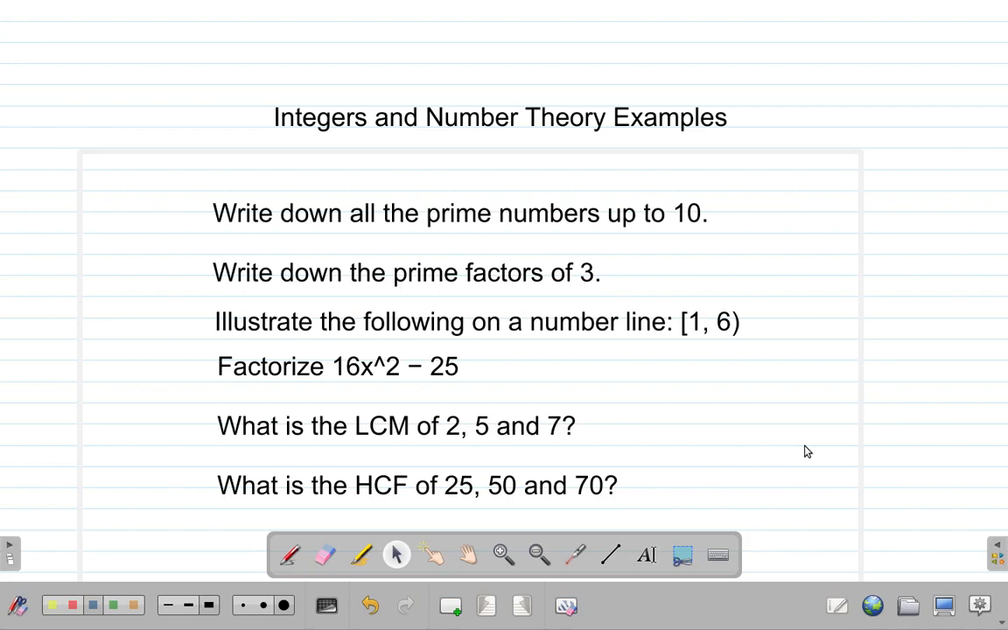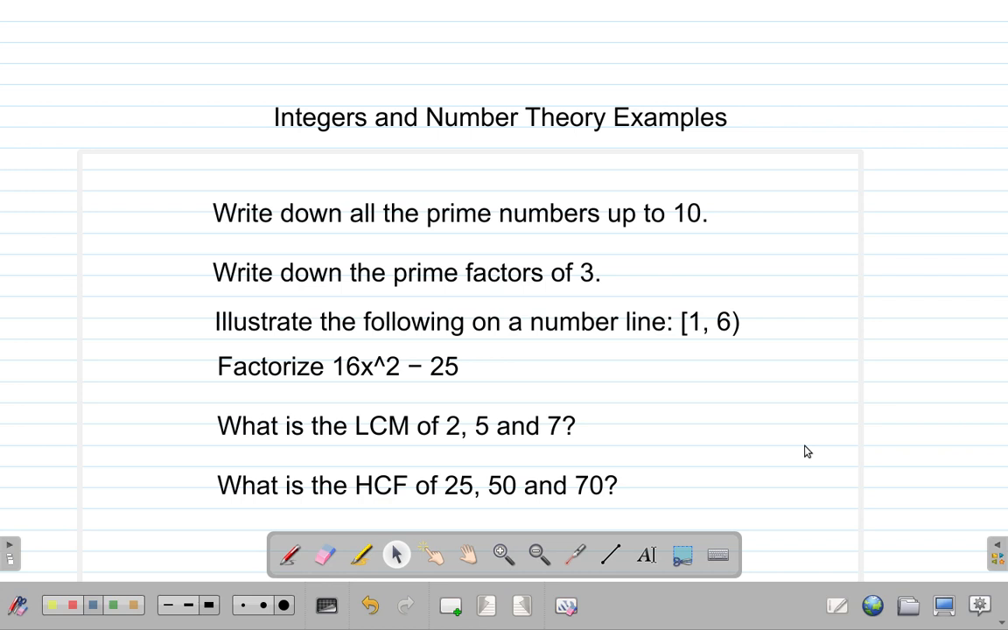Let's take a look at these examples of questions on integers and number theory. Now these are questions that will assist you in answering the assignments on integers and number theory. Right? That assignment applies to students of mine.